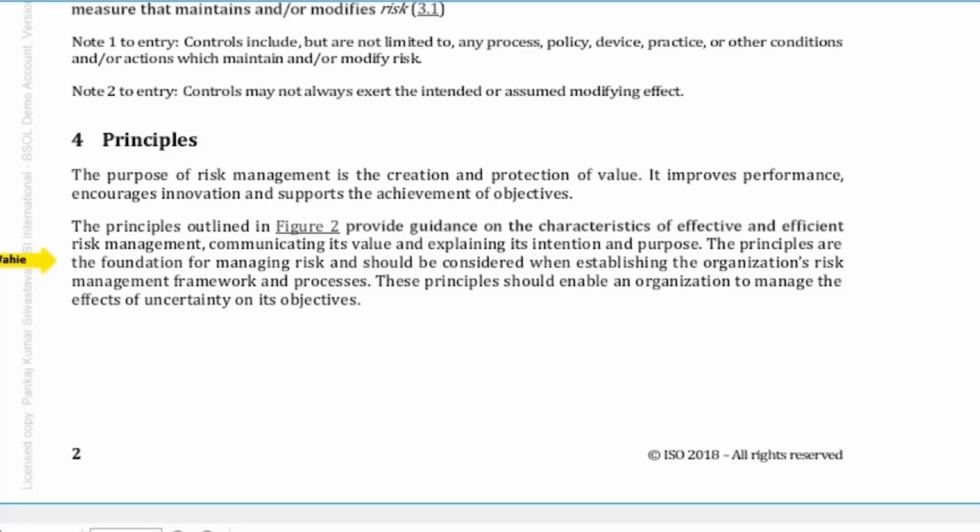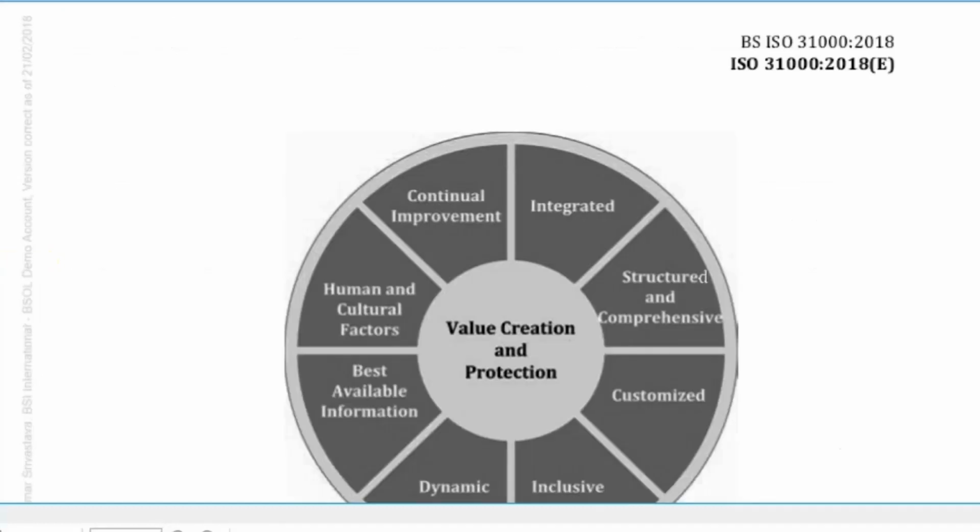And these principles should help you to manage the effects of uncertainty on objectives. So when you apply these principles, you would be able to manage the effects of uncertainty, whether they are negative or positive. So the purpose of applying these principles is to manage the effects of the uncertainty on achieving the objectives. Is it clear? Now, what are the principles?